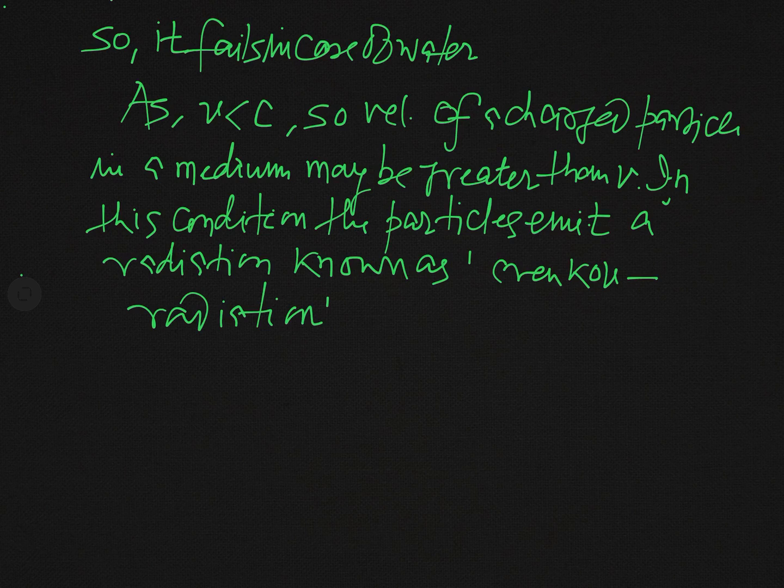And when the velocity of the charged particle moving in a medium is greater than v, v means velocity of the electromagnetic wave particularly in that medium, then actually a bluish light is emitted by the charged particle, and that is known as Cherenkov radiation, named after its inventor, who was actually a Russian scientist. So this was all about the refractive index of the medium.